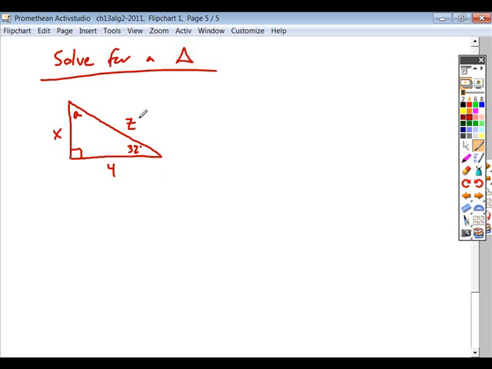Henry? So first you're going to want to solve for A. Okay, A is the easiest piece to find, right? The missing angle here. So what is A going to equal? 90 minus 32 gives us 58. So we have that.